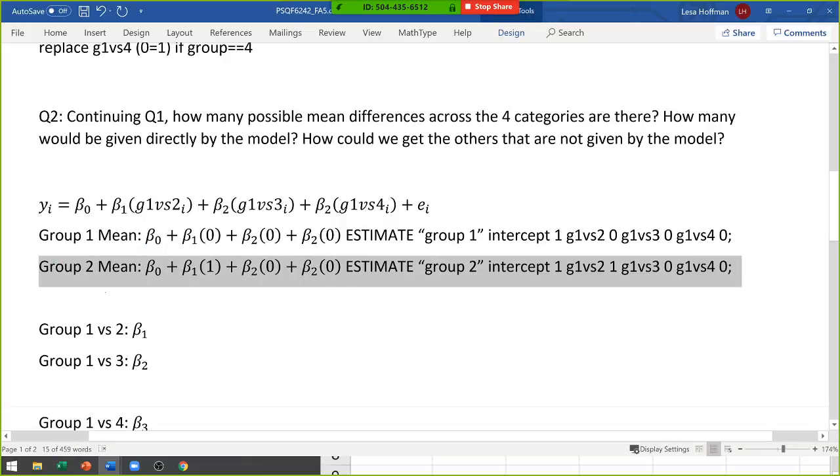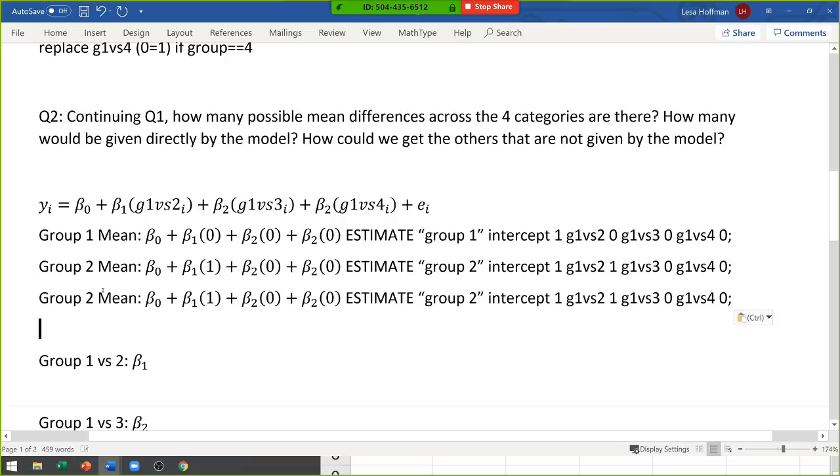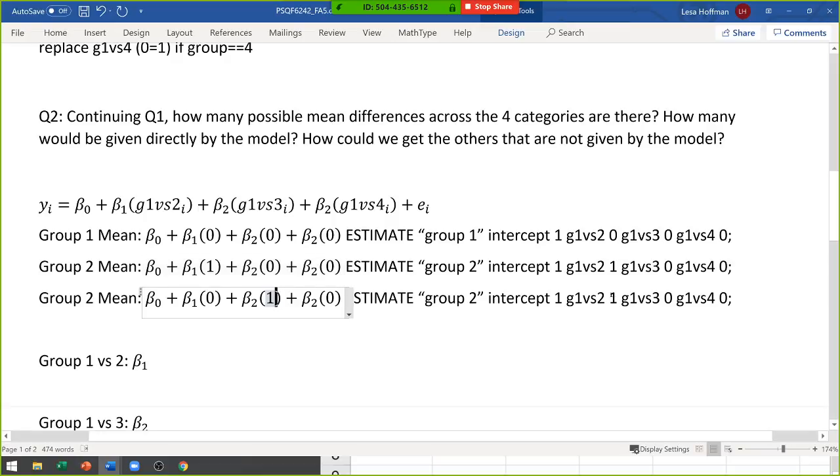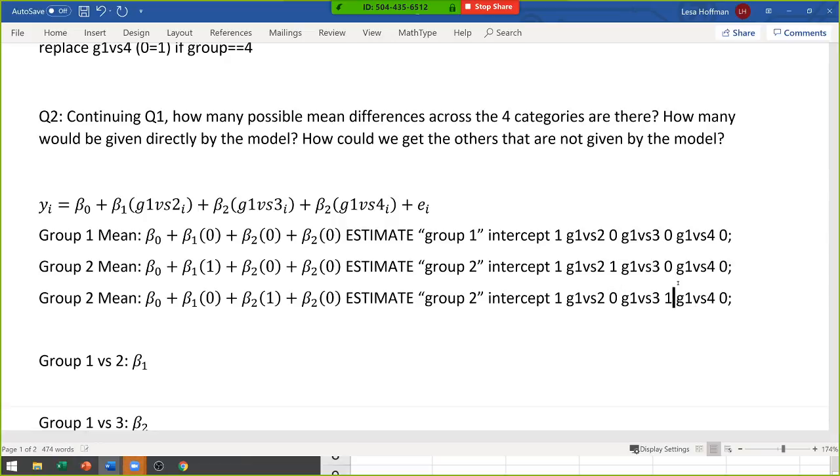So here's, if I do group 3, I don't need a beta 1, but I do need a beta 2 because that's for the contrast 1 versus 3. So then over here, I need to get rid of that one, set it back to 0, and put this one on instead.